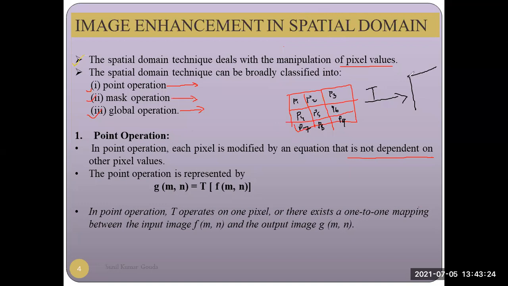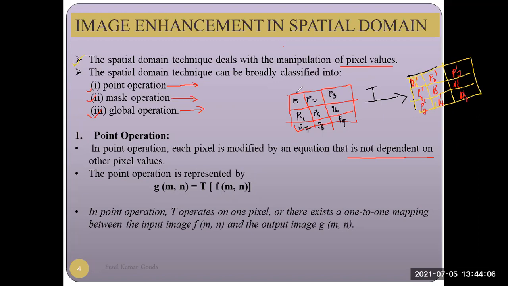So this will give the resultant image. Now if I represent the same set of pixels, I will represent them as P1 dash, P2 dash, P3 dash, P4 dash, P5 dash, P6 dash, P7 dash, P8 dash, and P9 dash. Why P1 dash? Because these are modified pixels.